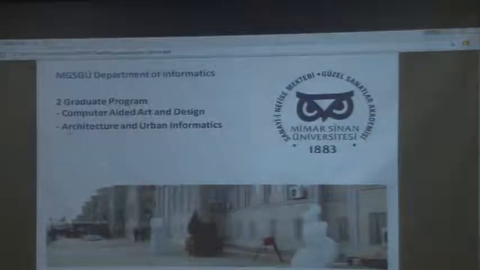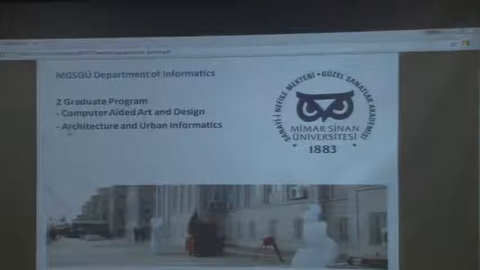First, I'd like to introduce my department. I've been in this department for 3 years now. This is the Mimar Sinan Fine Arts University Department of Informatics. We run 2 graduate programs in the department. One of them is the old one, called Computer-Aided Art and Design, which is focused on art and design informatics.